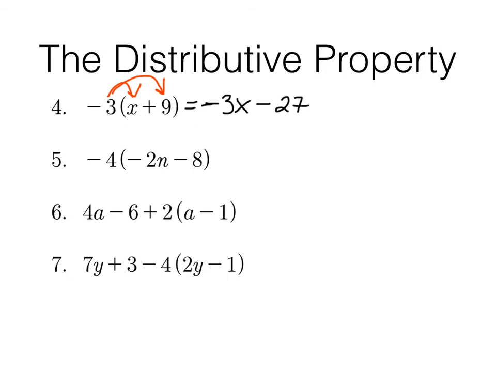The next one has a negative out front as well. So negative 4 times negative 2n, and negative 4 times minus 8. Well, a negative times a negative is a positive. 4 times 2, 8, so 8n. And a negative times a minus is also a negative times a negative, which is a positive. 4 times 8, 32.